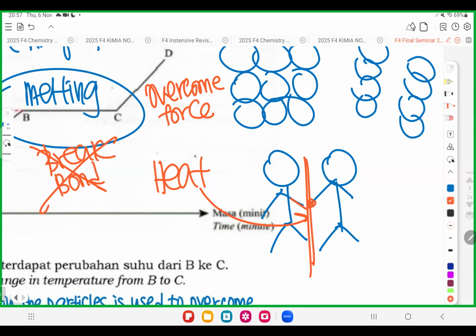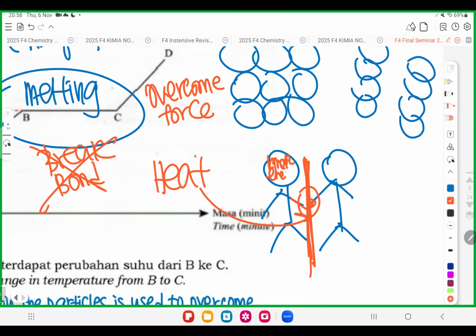Okay. So all the heat absorbed. When we do melting, you need to heat it, right? All the heat absorbed is used to overcome the force. When all the heat is used here, can any heat go into the particle? No. When no heat goes into the particle, the kinetic energy does not change, right? The energy inside the particle is called kinetic energy.